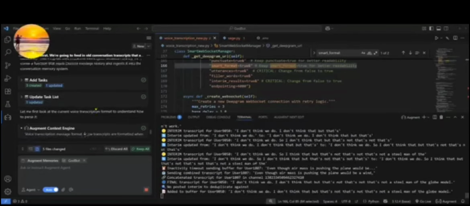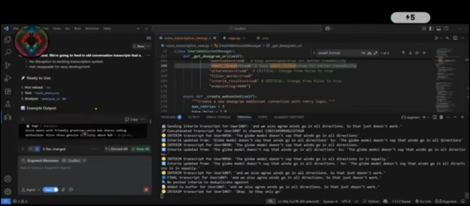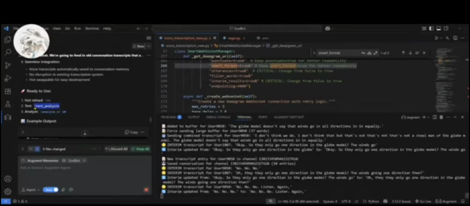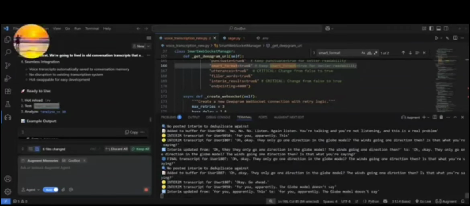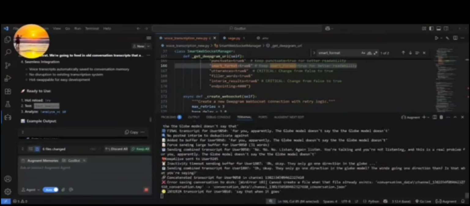The globe model doesn't say that winds go in all directions. They only equally go one direction in the globe model. The winds go in one direction. No. Listen. You're talking and you're not listening, and this is a real problem for you. Okay, go ahead. The globe model doesn't say that wind goes in all directions equally in a still frame of reference.